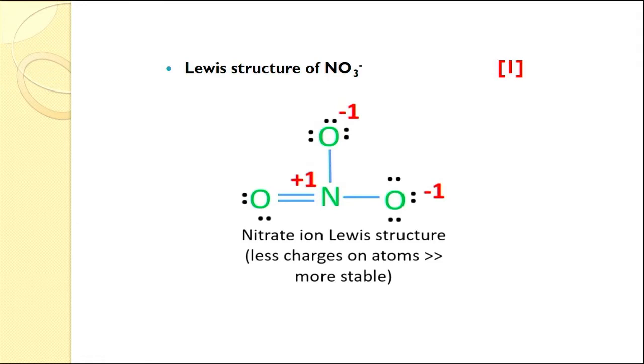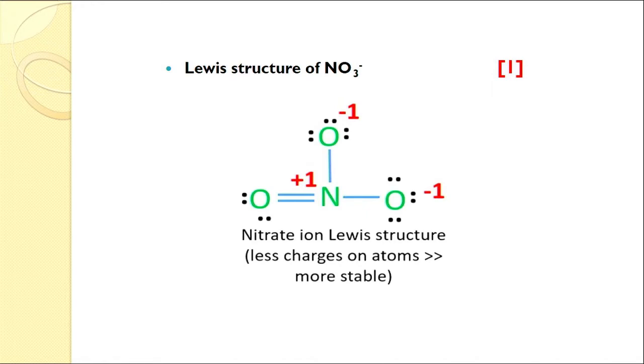I hope every student knows already how to draw the Lewis structure. For example, for this ion, nitrate ion, it has 5 valence electrons, and then it has 3 oxygen atoms which have 6 valence electrons each, and then you create a bond between nitrogen and oxygen.